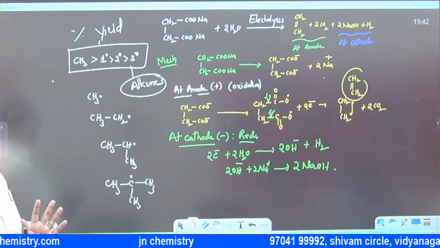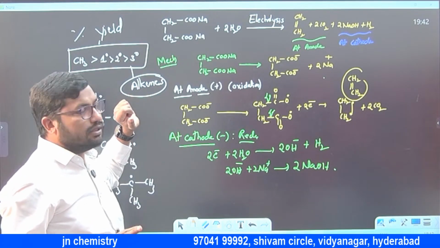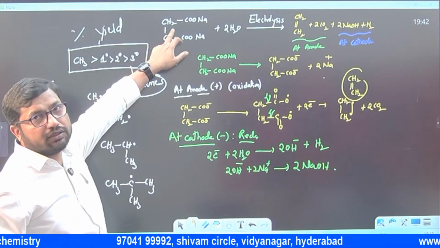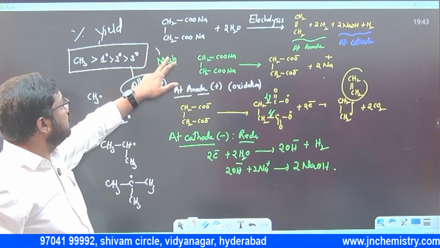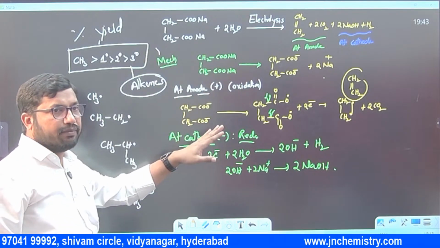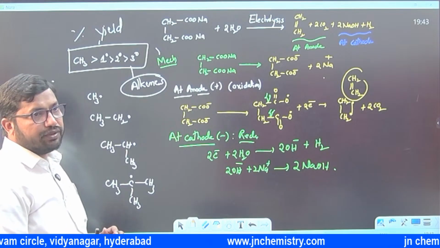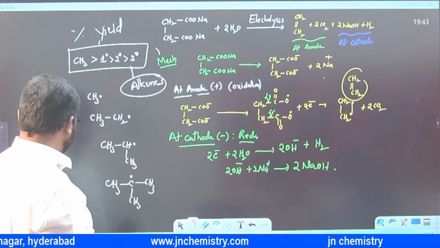And one more important thing, we can prepare alkynes also by the same method. How? We are already starting where sodium maleate we will take, right? Double bond. So one more double bond, a triple bond is coming. Same method. Okay, do that as homework for you guys. Same as it is.